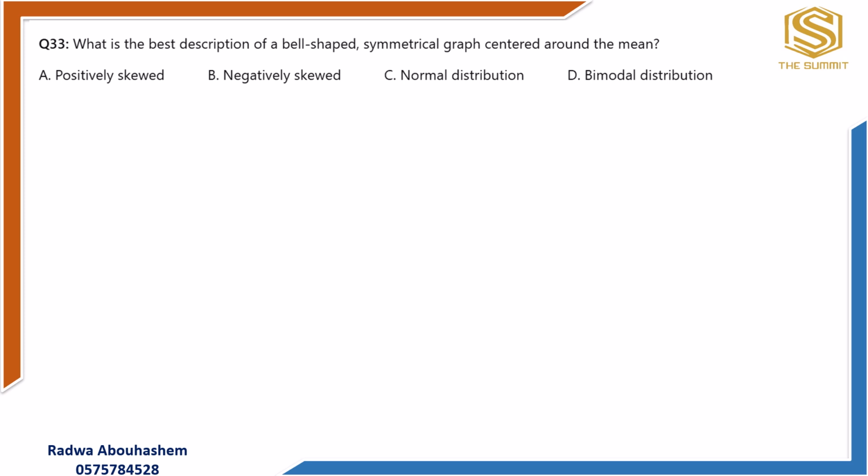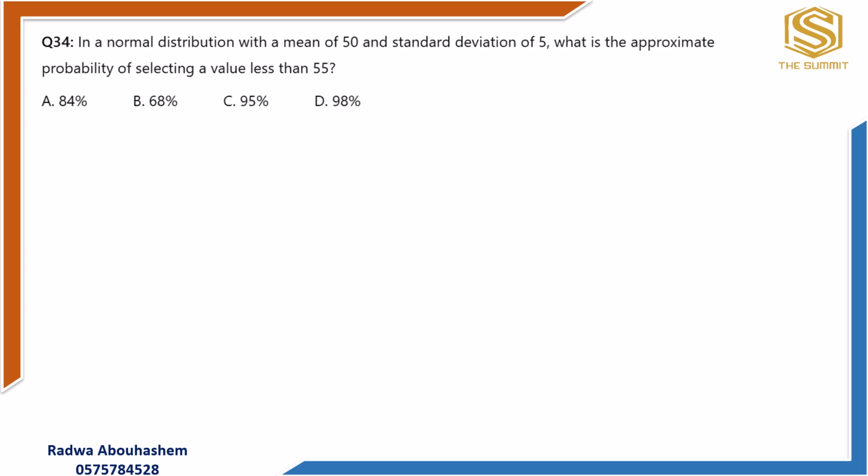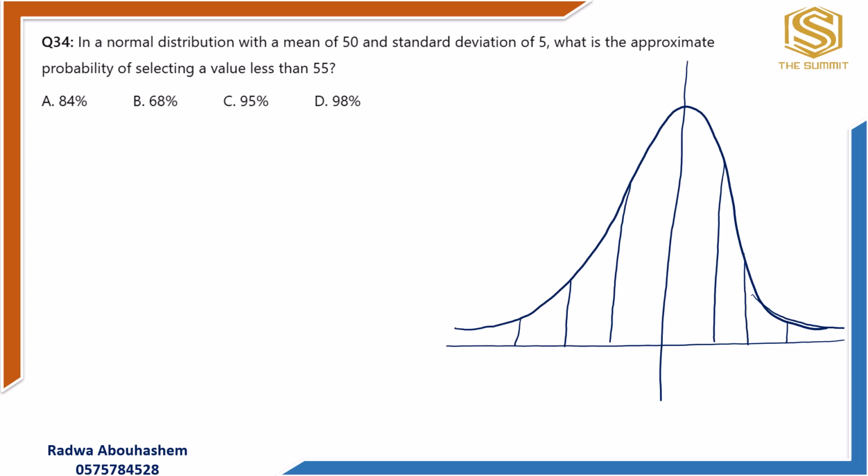Centered around the mean means it's a normal distribution. In a normal distribution with a mean of 50 and a standard deviation of 5, what is the approximate probability of selecting a value less than 55? Let me draw the curve for you to understand. This is not an accurate one, but I'm trying my best here.